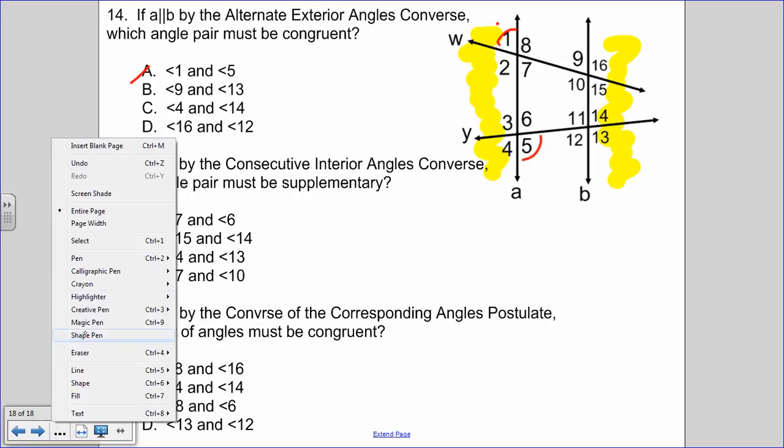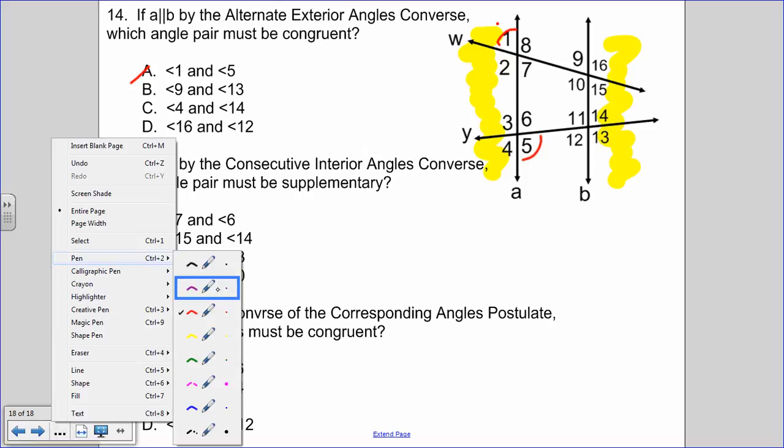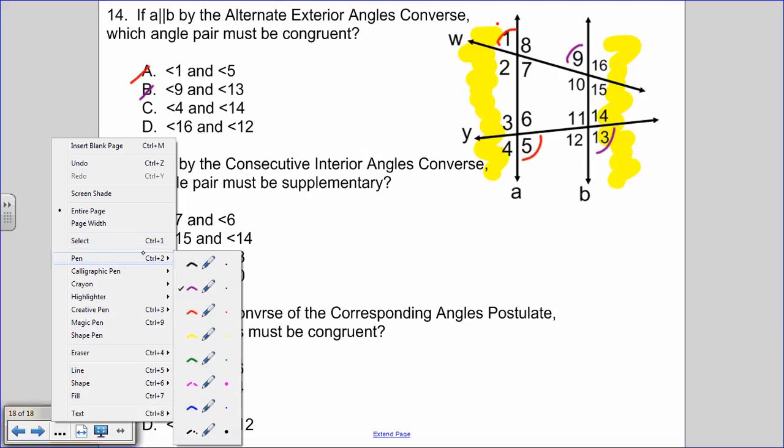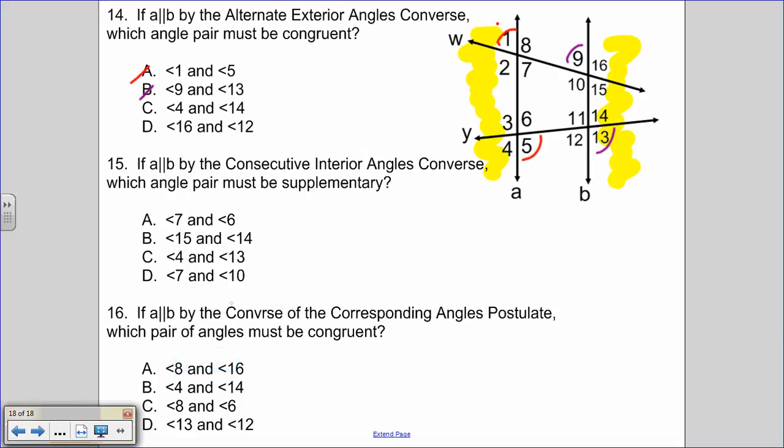Let's look at B. I'm looking at 9 and 13. 9 is not in the exterior region, so it's not B. Let's look at C. I'm looking at 4 and 14. They're both in the exterior region, and they're on different sides, so C is correct.